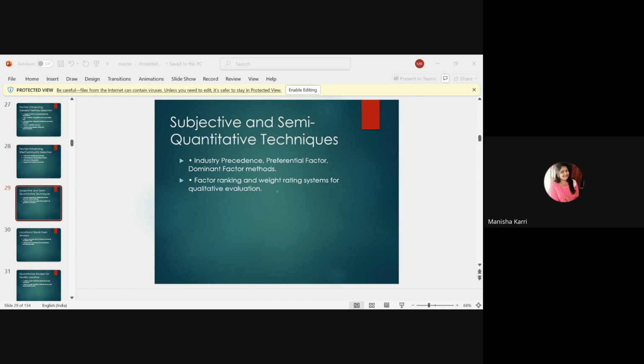The next one is the dominant factor method. This method is used where one single factor is so important that it dominates the decision. How it works is that the decision is largely based on the outcome of the dominant factor, even if other factors are also considered. For example, for data centers, reliable access to electricity might be the dominant factor. So the location with the best power infrastructure is chosen, even if other factors are not as favorable. For data centers, the Wi-Fi connection and electricity are mandatory and very important factors to be considered. This is nothing but the dominant factor method.